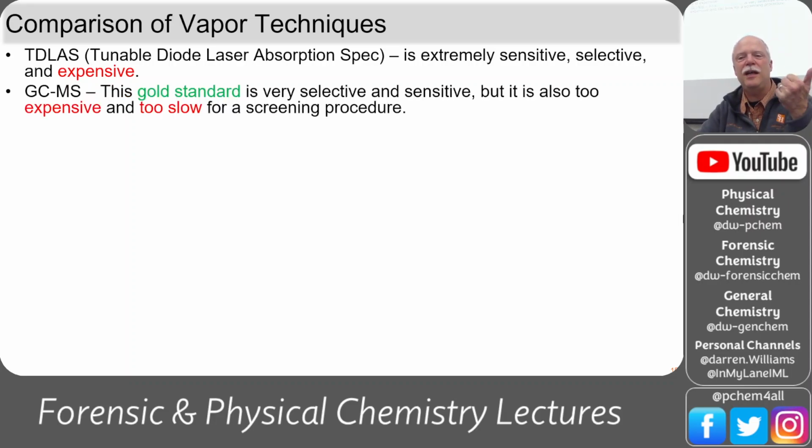GCMS, man, that's the gold standard because it has separation and really sensitive detection. So think about the size of the samples, microliters. It doesn't take much of a sample. It separates it and tells you the identity from the mass spec. So that's great, but it's too slow. You've got to wait for that 30-meter column.